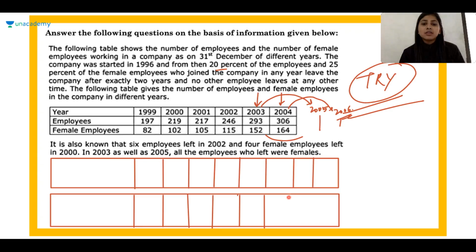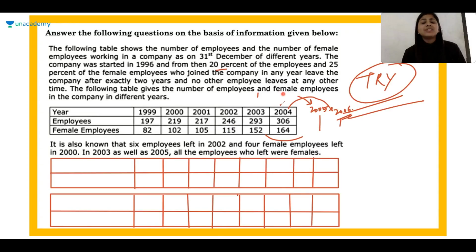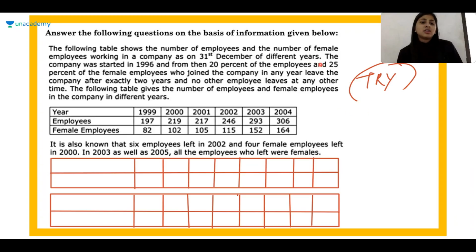So see one thing. They have given you very few clues here. The first clue is... so these questions, it's very difficult to tell which topic the question is from. It is a mixed type of question where you have to apply your DI as well as your LR skills. These are the type of questions that you will get in your CAT exam. This is what you have to actually prepare for.